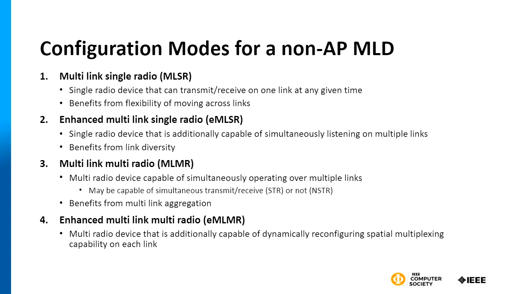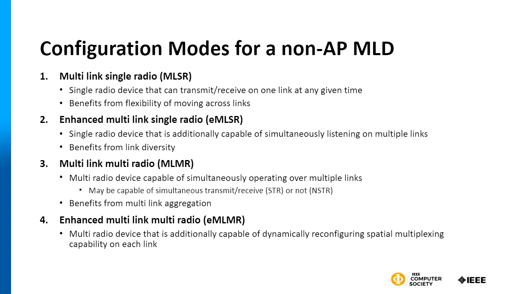Enhanced multi-link single radio is an enhancement to the MLSR mode where the station is additionally capable of simultaneously listening on multiple links. And this benefits from link diversity because the stations listen over multiple links and the AP is the one probing the station on any of these available links to make sure that the station receives on that particular link. And if the station does receive in that particular link, then the station can turn on the full radio to exchange frames with the AP.